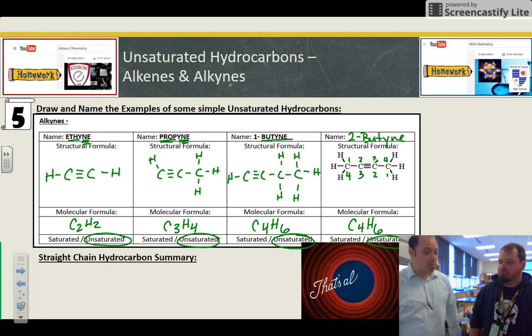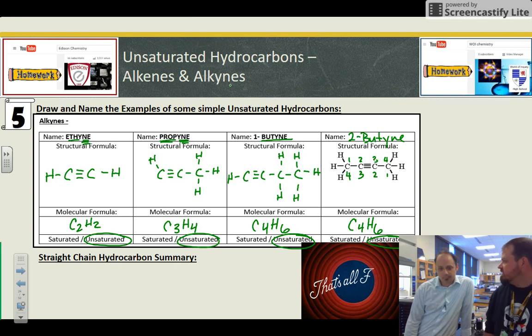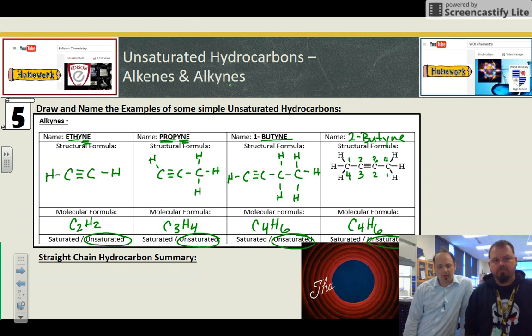You've got to count your carbons, you've got to count your double bonds, and you've got to figure out where they belong. I like the address method. The address method really helps.